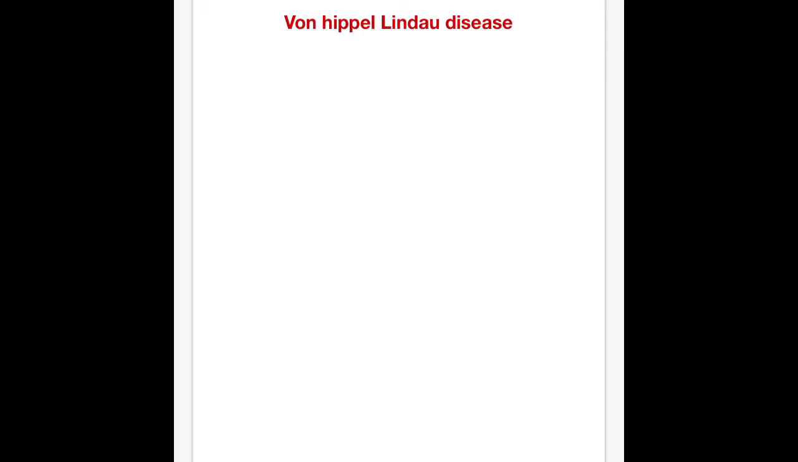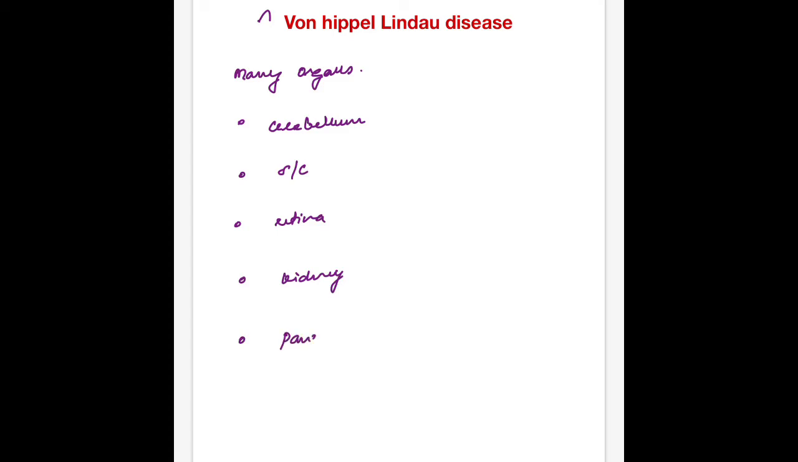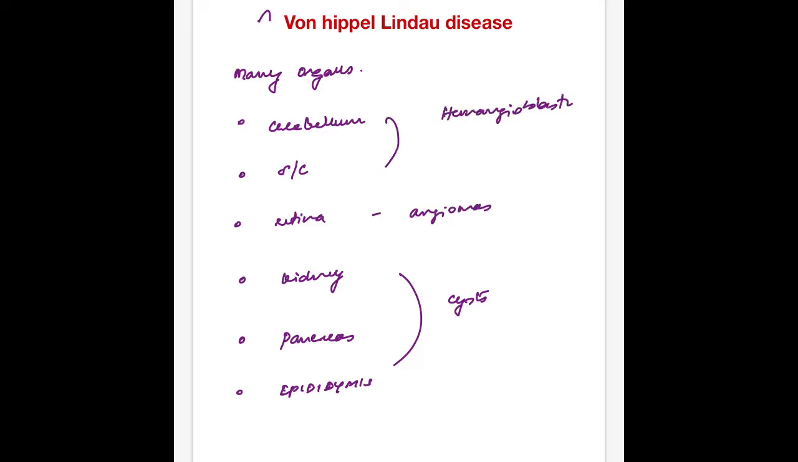Von Hippel-Lindau is a vascular disease involving many systems. The chromosome is 3p25, which I will discuss in a bit. The organs involved are the cerebellum, spinal cord, retina, and the kidney, pancreas, epididymis. So in the cerebellum and spinal cord, we get hemangioblastomas; in the kidney, pancreas, epididymis, and retina, angiomas. These are the usual features of Von Hippel-Lindau disease.